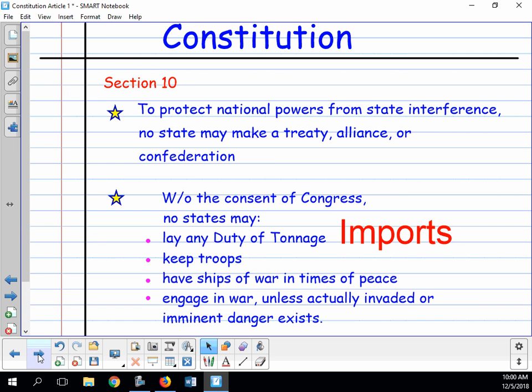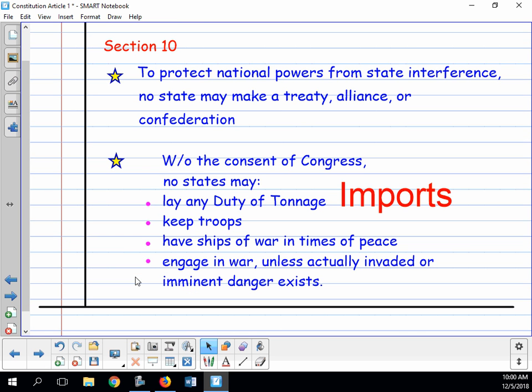All right, last slide. This is pretty straightforward. Section 10. To protect national powers from state interference, no state may make a treaty, alliance, or confederation with any other country. They can only deal with our nation, and then our nation in turn deals with any treaty, alliance, or confederation.